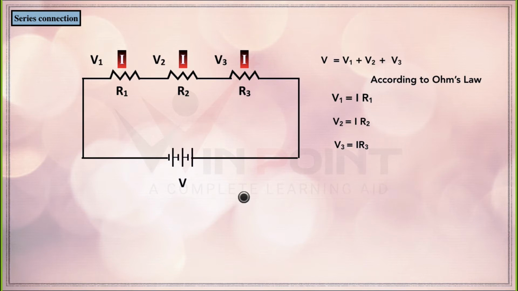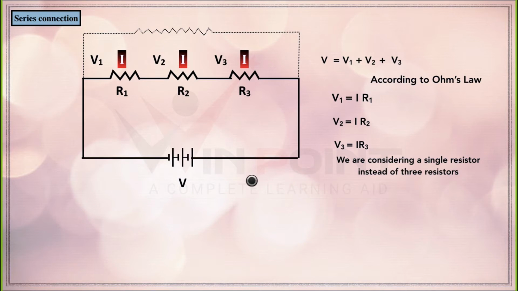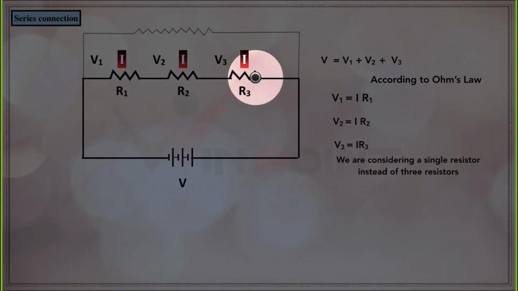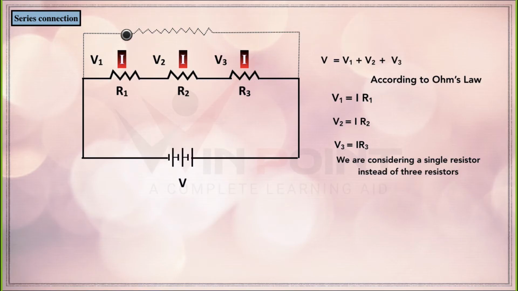Now we are going to do one thing. We are replacing these three resistors with a single resistor. This is a single resistor; now these three resistors are not there. What will be the current flowing through that resistor? Now it is a big resistor with resistance R. The current will be I because the total current will be flowing through it. Voltage will be V because the total potential difference will be across this resistor.